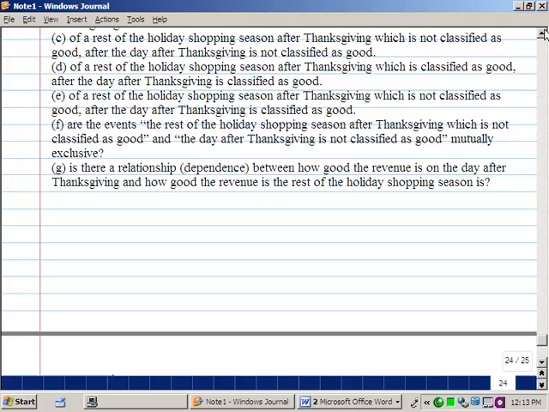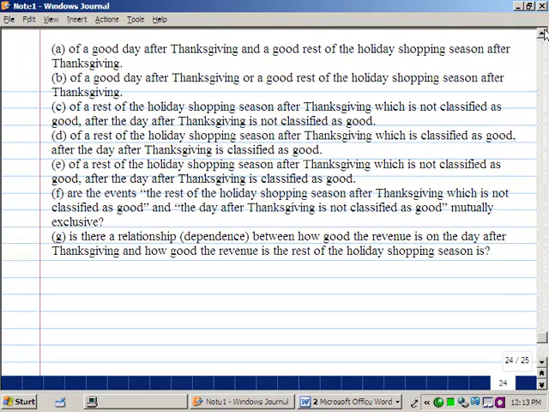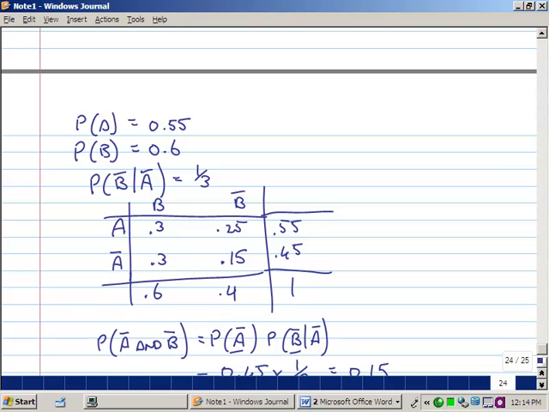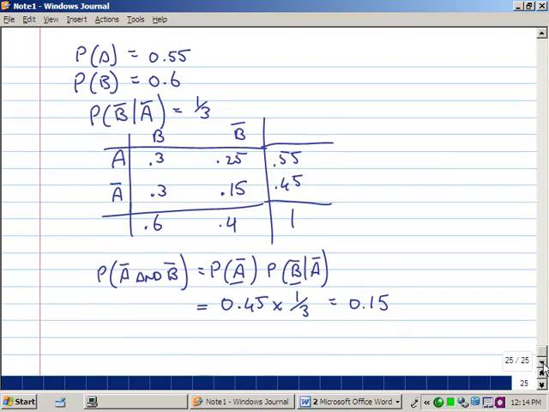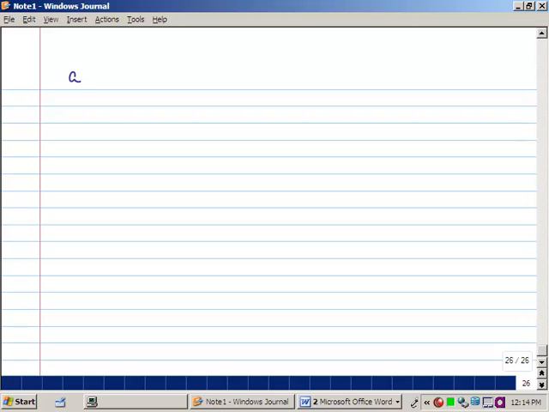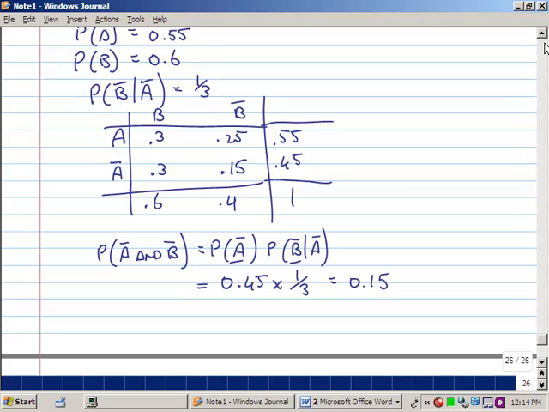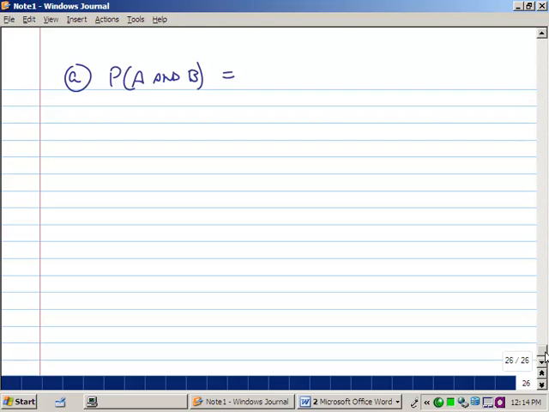Okay, so let's look at these questions. Part A: a good day after Thanksgiving, which is event A, and a good rest of the holiday season after Thanksgiving, and that's B. So that's A and B. We want good both the day after Thanksgiving and the rest of the holiday season. A and B is the top left-hand corner in the table, and that's 0.3.